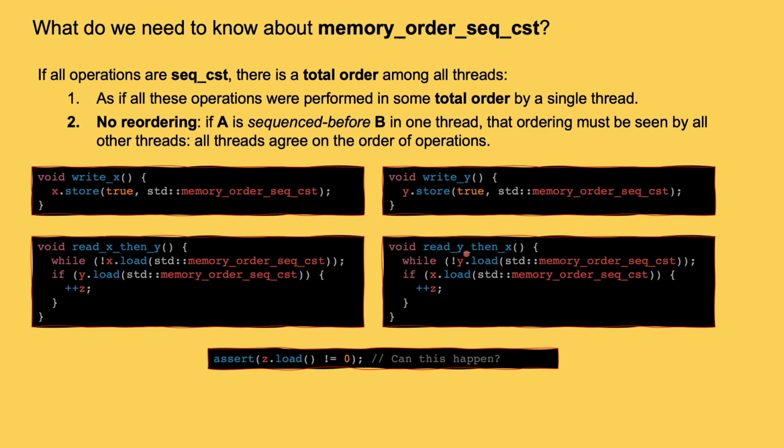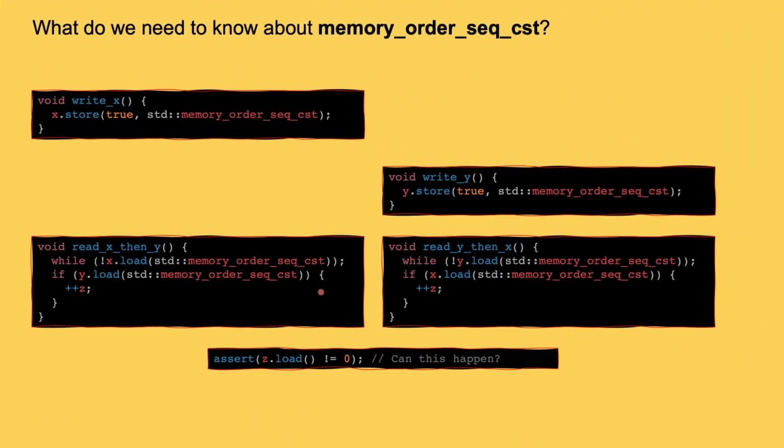In this thread, I do the opposite. I wait for Y to become true, and then after, if X was true, I increment Z. We assume that X and Y start from false and Z starts from 0. Now the question is, can this assertion fire? After running all of these threads and joining them, can we have a case where Z is still equal to 0? You're welcome to pause the video at this point and think about whether this assertion can fire or not. So let's see what can happen.